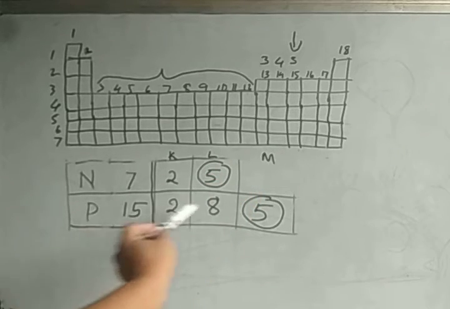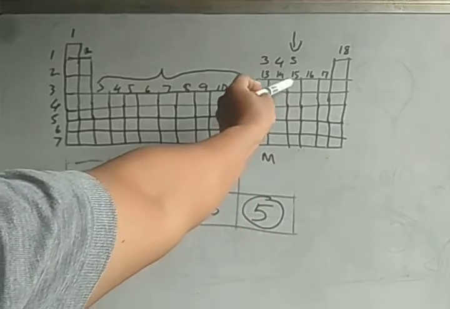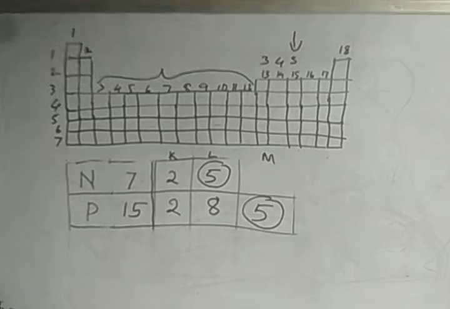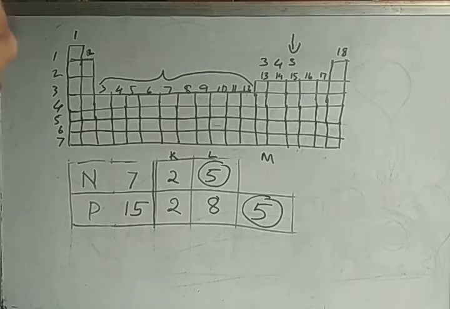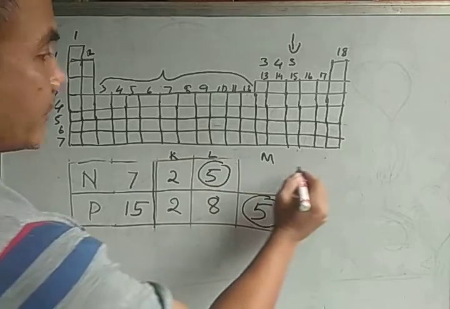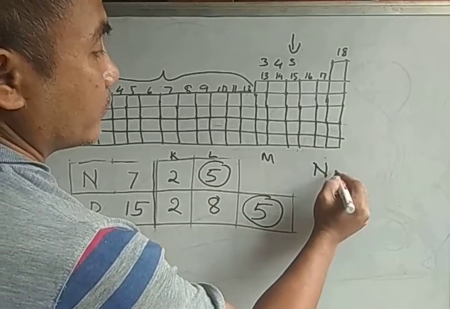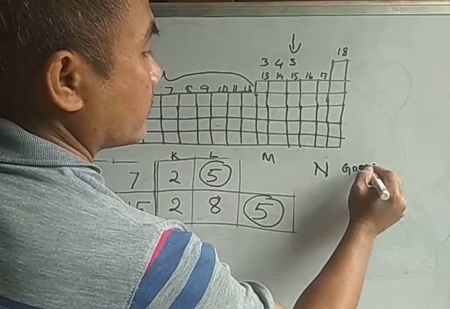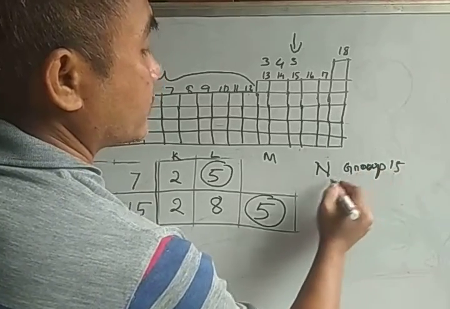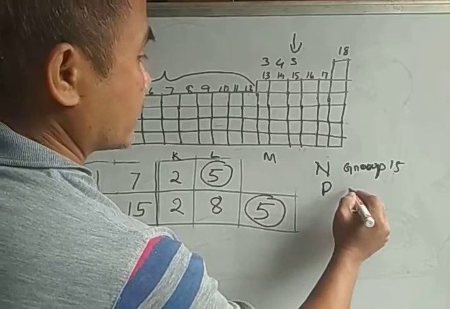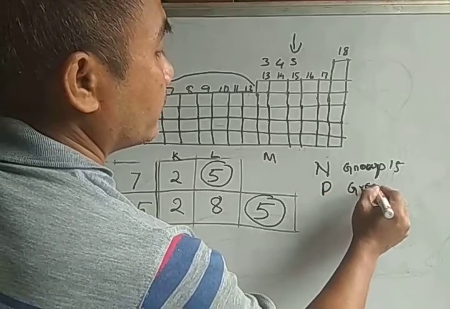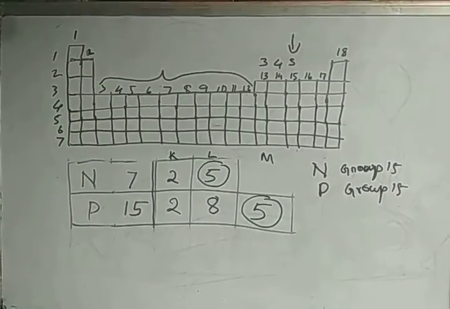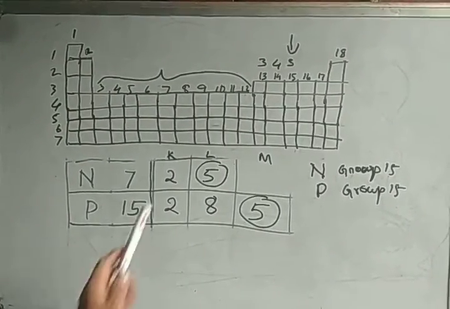And phosphorus also has 5 valence electrons, so it remains in group 15. Both of them are in group 15. That means both nitrogen and phosphorus belong to group 15. What about the periods? In which period do they belong?